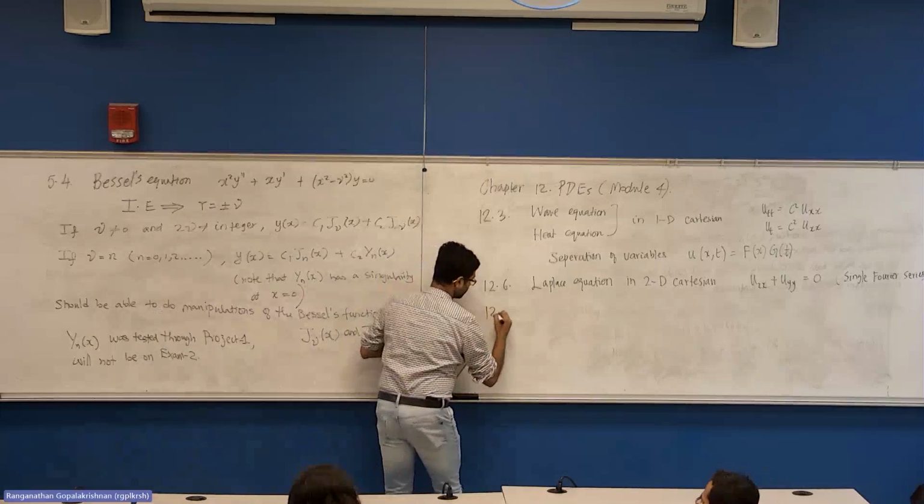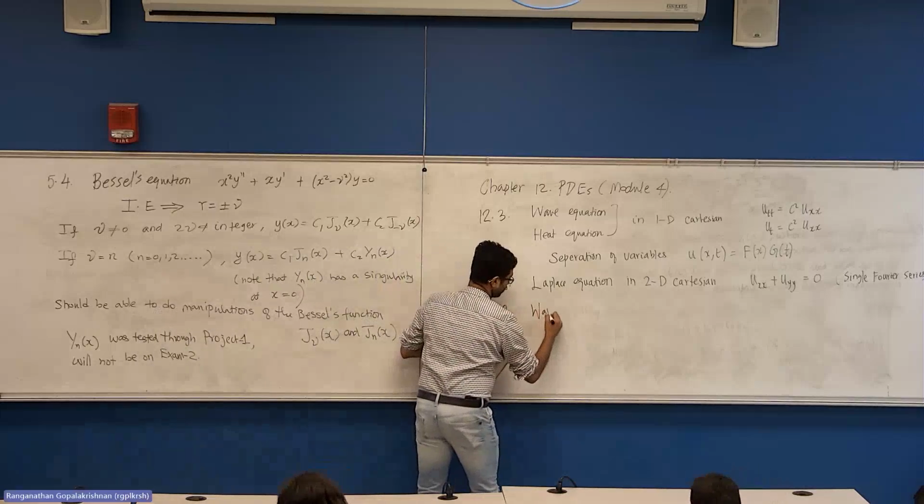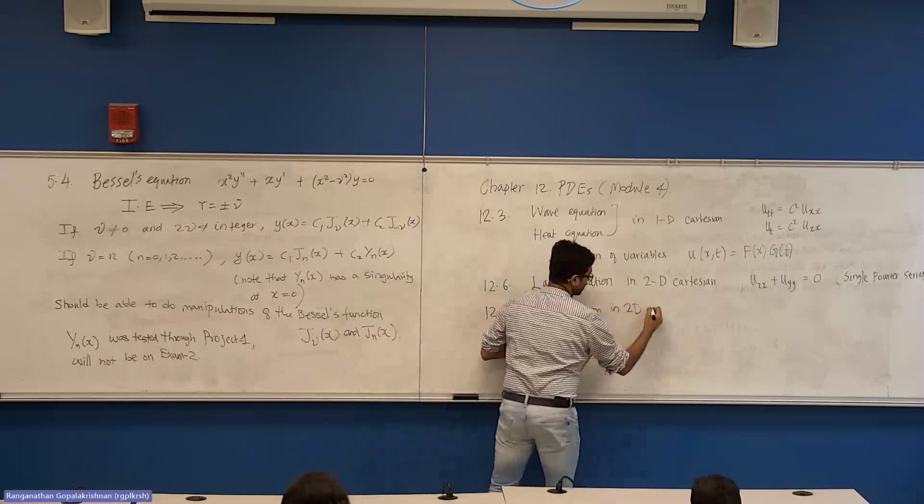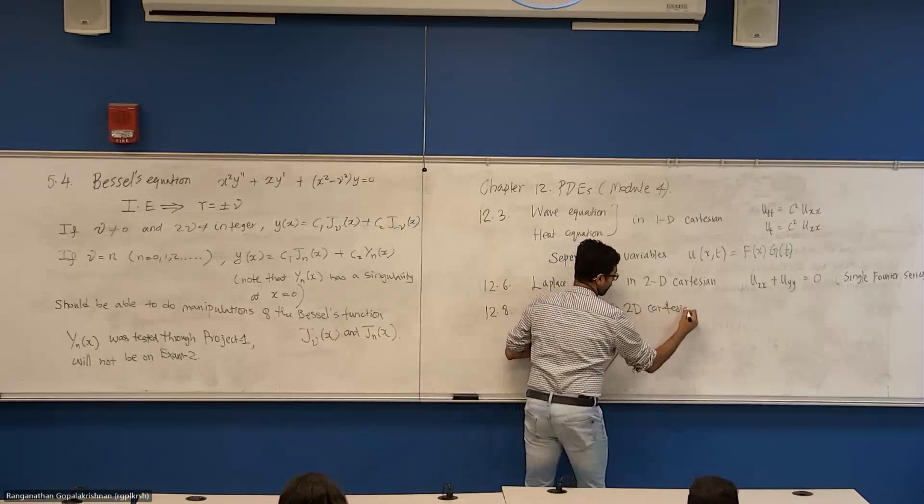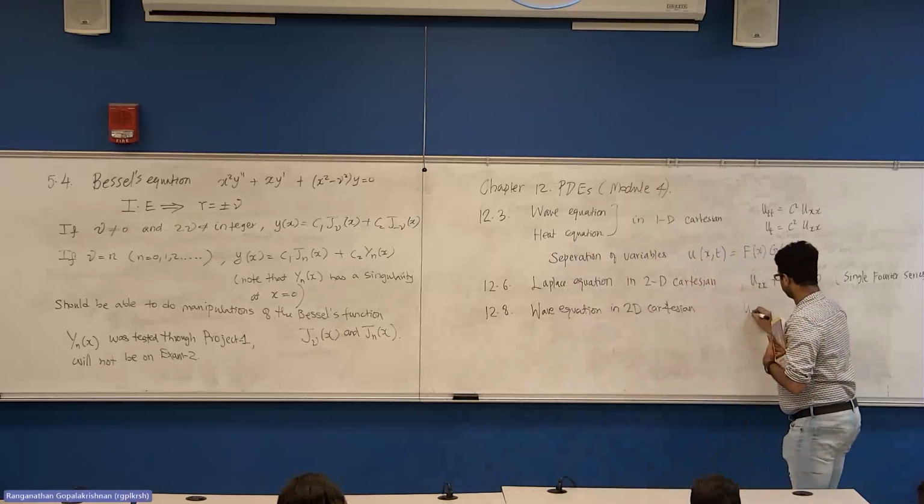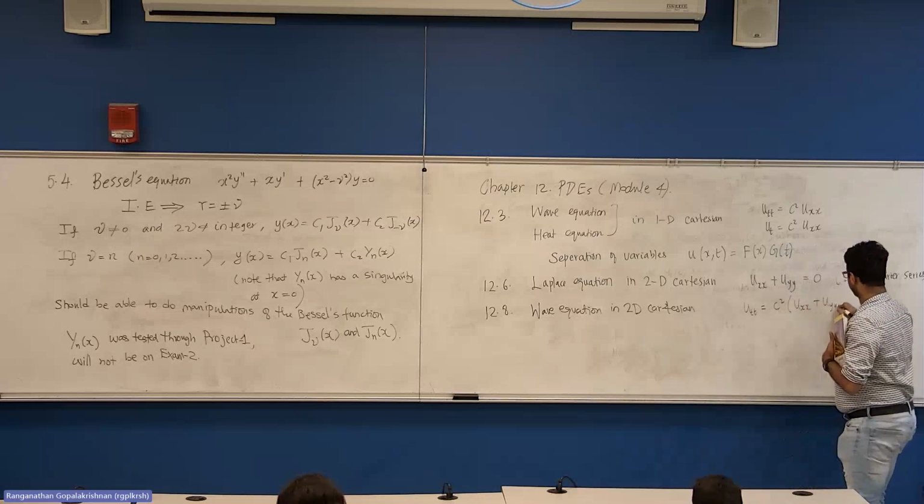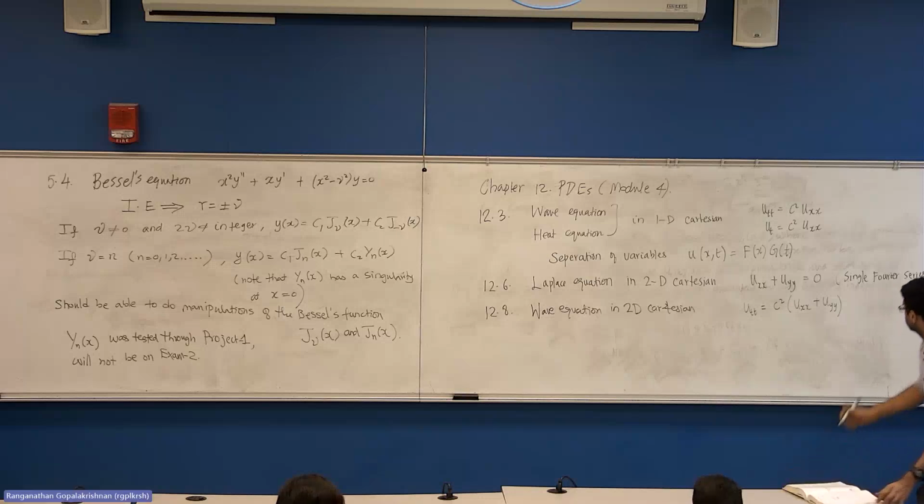Section 12.8, wave equation in 2D Cartesian. So that is u_tt equals c squared times u_xx plus u_yy. This will result in a double Fourier series. And for the time domain, you will have a trigonometric solution. Trigonometric solution for time.